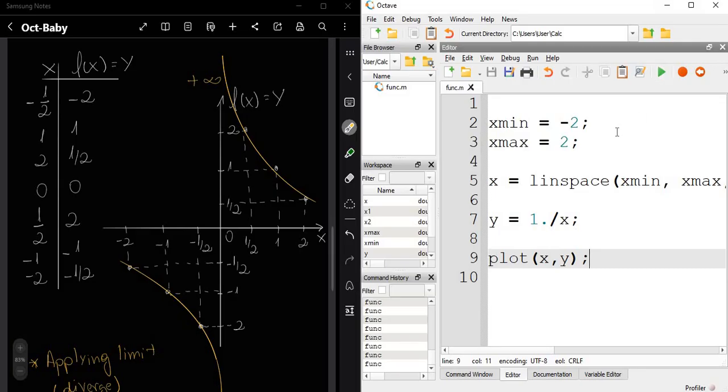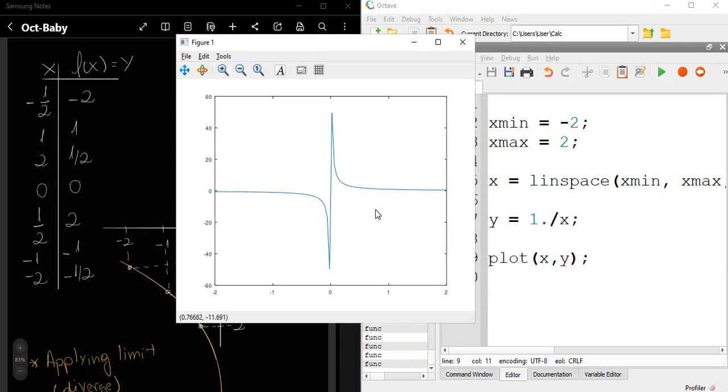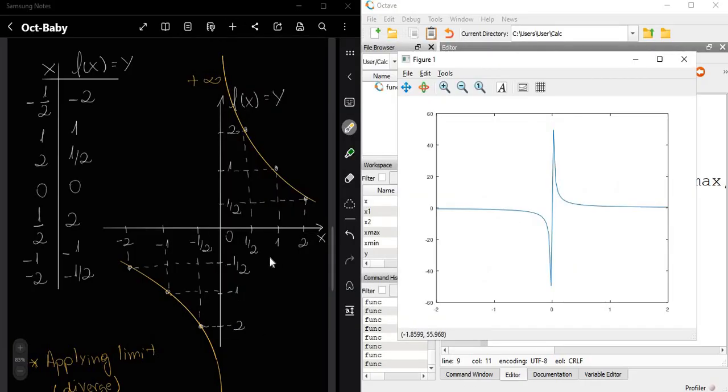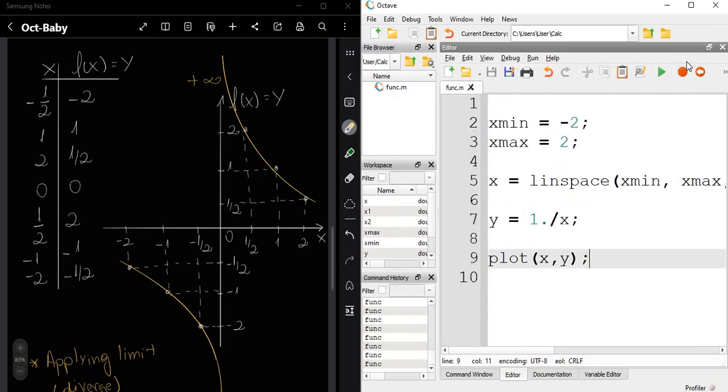And now we are facing this, which doesn't look like the function that we sketched by hand. So we need to make a modification to this code to try to plot the function just like it is, okay.